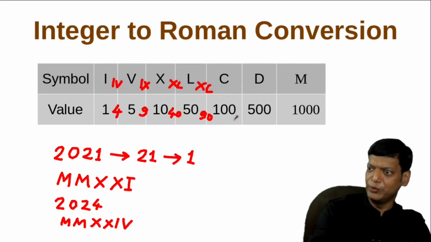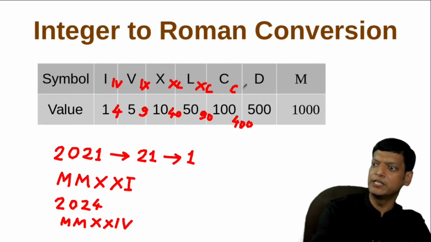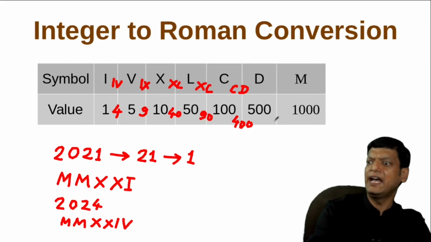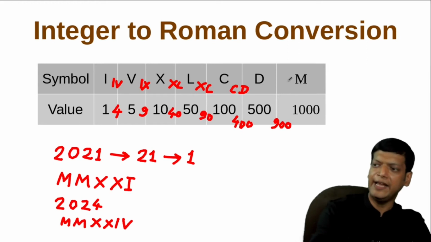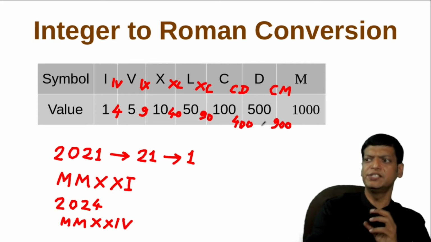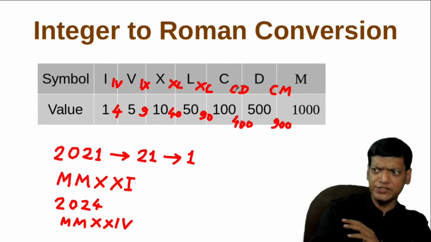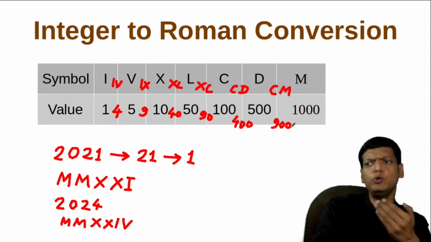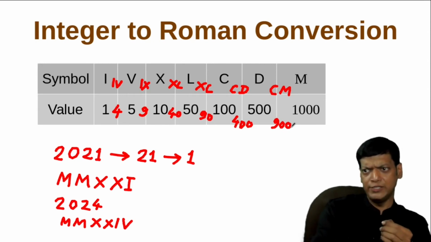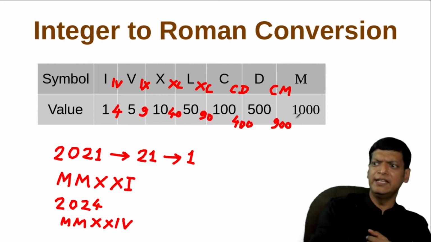And similarly two more: 400 over here, which is 100 less than 500, so this becomes CD, and here it will be 900, which is 100 less than M, which is CM. So what we can do is have 2 arrays, one for values and one for the symbols. In the values we'll store 1000, 900, 500, 400 and so on, and in the symbols we'll store M, CM, D and so on.